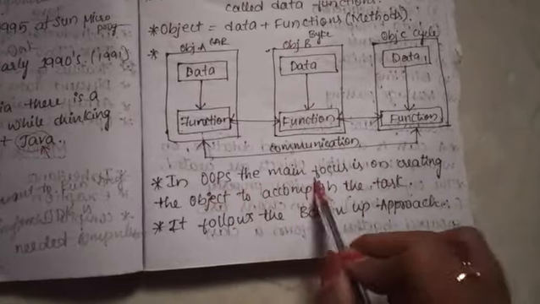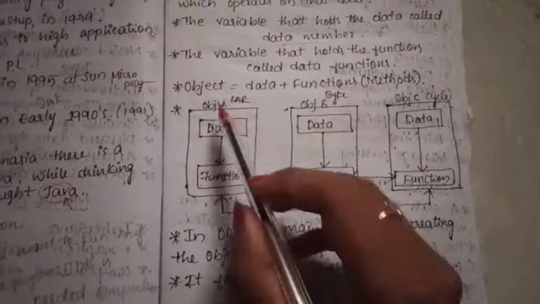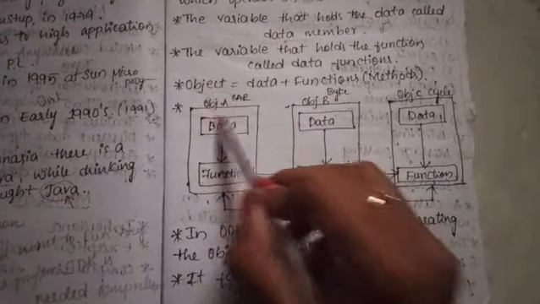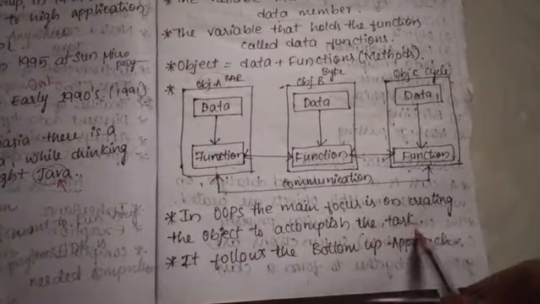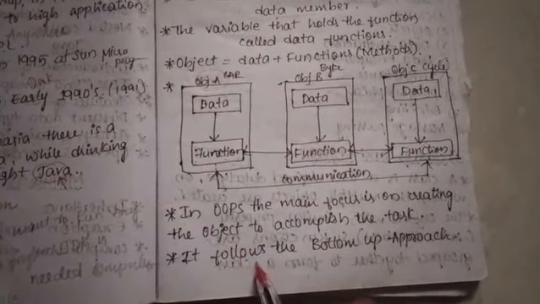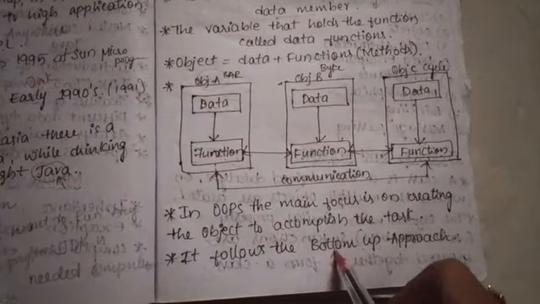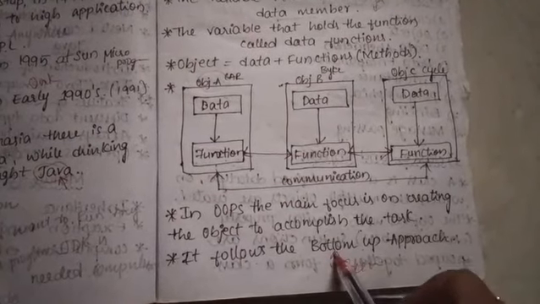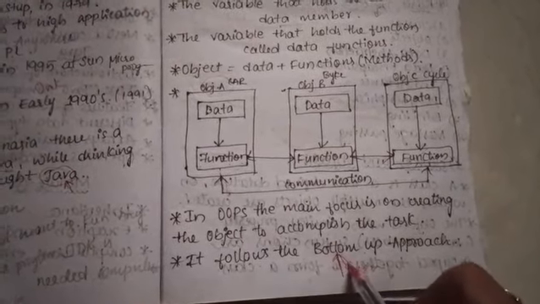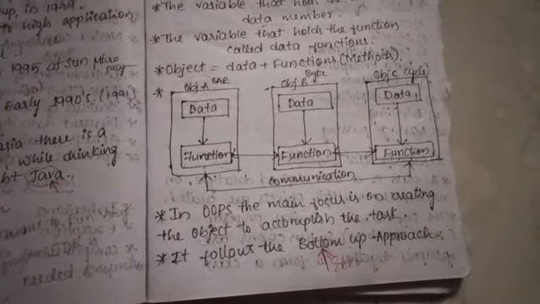And in OOPS, the main focus is on creating the object to accomplish the task. It follows the bottom-up approach, which means the execution of the program will happen from bottom to top. That's why it is called the bottom-up approach.